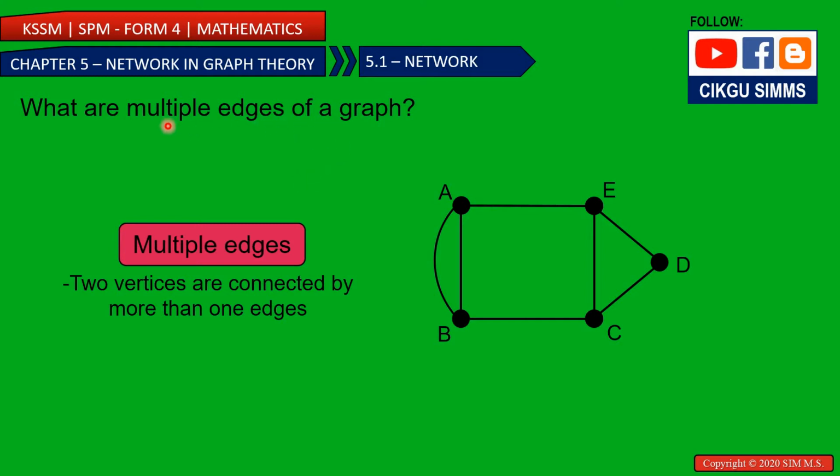First, what are multiple edges of a graph? These two are called multiple edges, because they connect the same vertices. The vertex A and the vertex B are connected using two edges, and these two edges we call multiple edges.